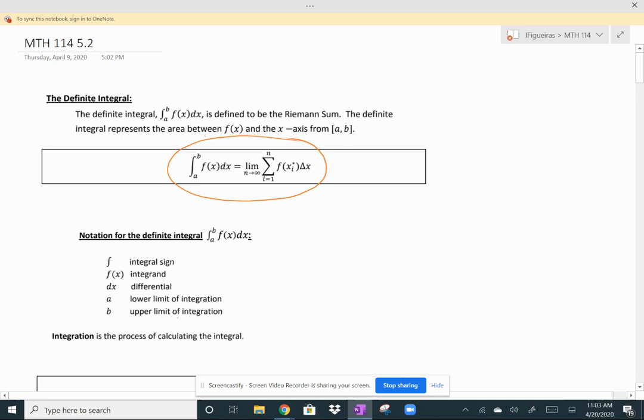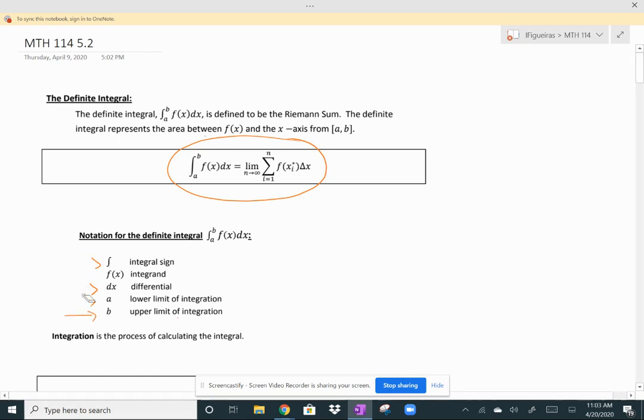So let's talk about some of the notation on the left. This integral symbol represents the integral of a function. The function is called the integrand. The dx is your differential that tells you what you're taking the integral with respect to. And the two numbers, usually at the bottom and the top of the integral, are called your limits, where the bottom one is called the lower limit and the top one is called the upper limit.